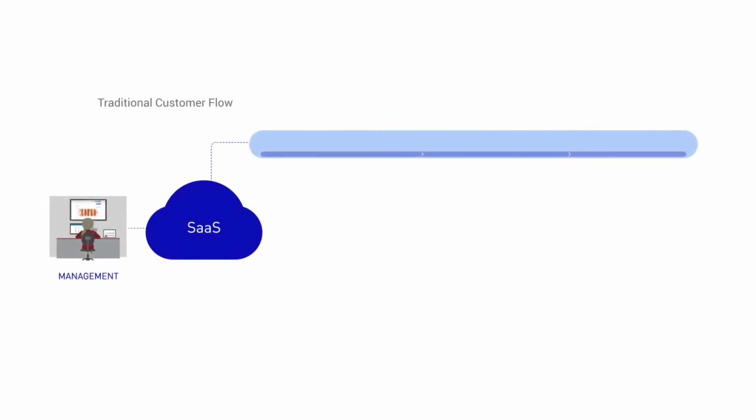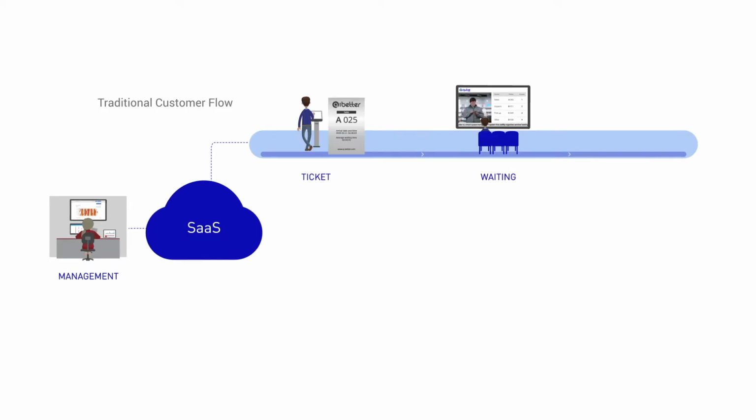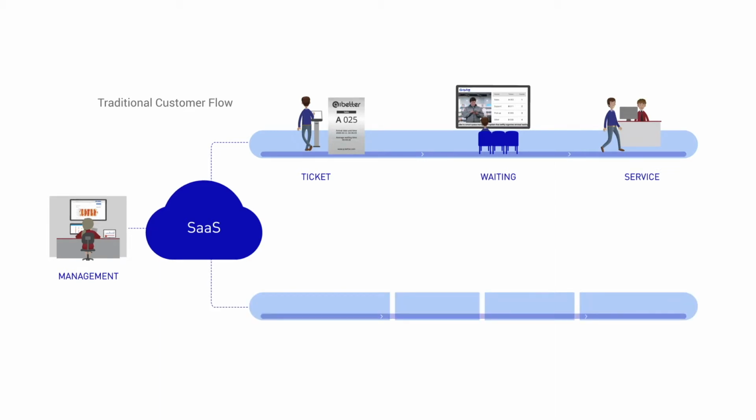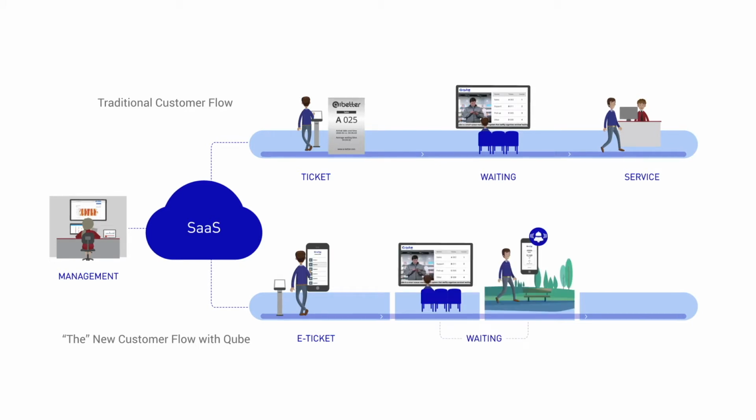In a traditional customer flow, visitors must issue their printed ticket, go to the waiting room, and wait for their turn. With Qube, everything changes. All traditional features are still there. However, visitors can generate an e-ticket by scanning a QR code with their smartphone. Then wait for their turn wherever they want, where they feel more comfortable and safe, or even do other things while they wait. Visitors are empowered to manage their time the best way they choose.